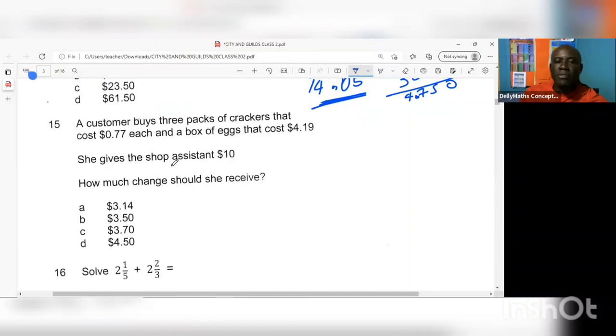A customer buys 3 packs of crackers that cost that each, and eggs for that. She gives the shopkeeper that. How much change will she get back? First thing I want to know is I have my 0.77. I bought 3 of them for that. What's the total that I pay? I will pay $2.31 when you multiply this.